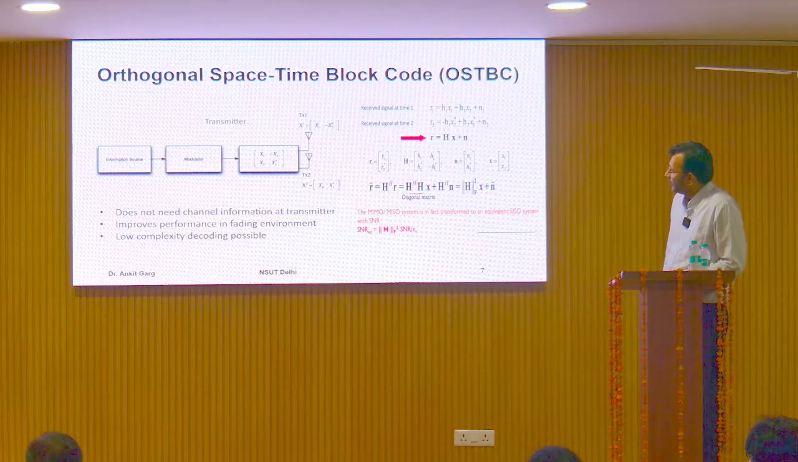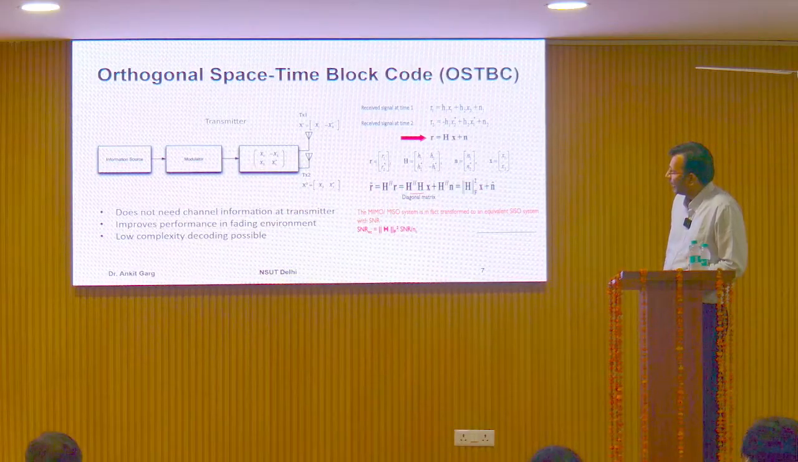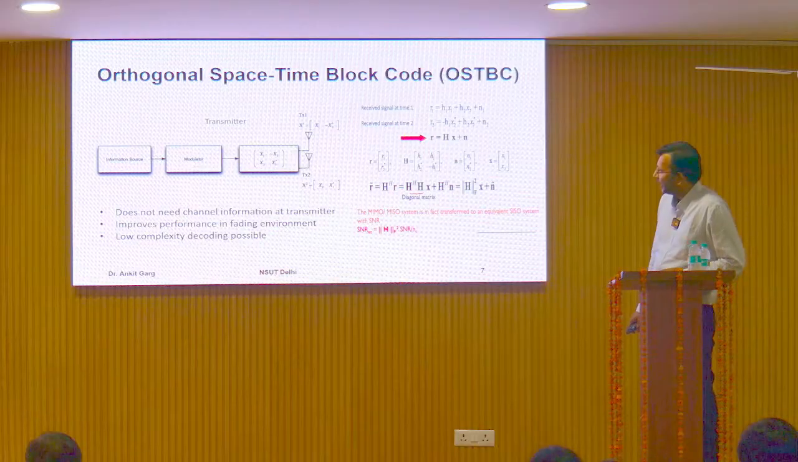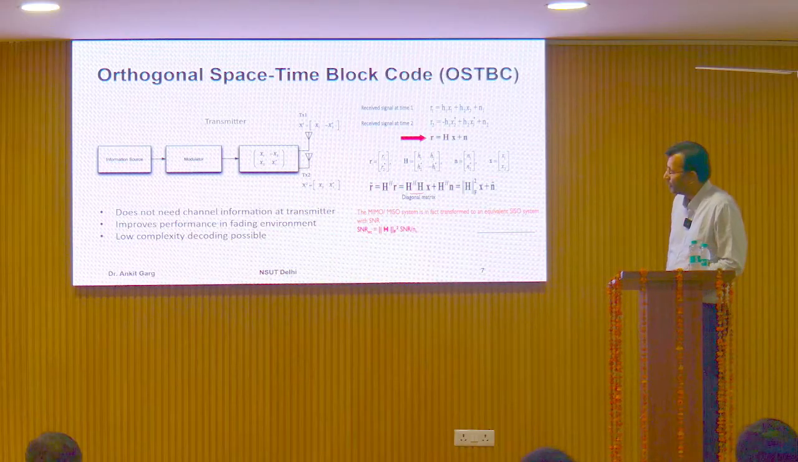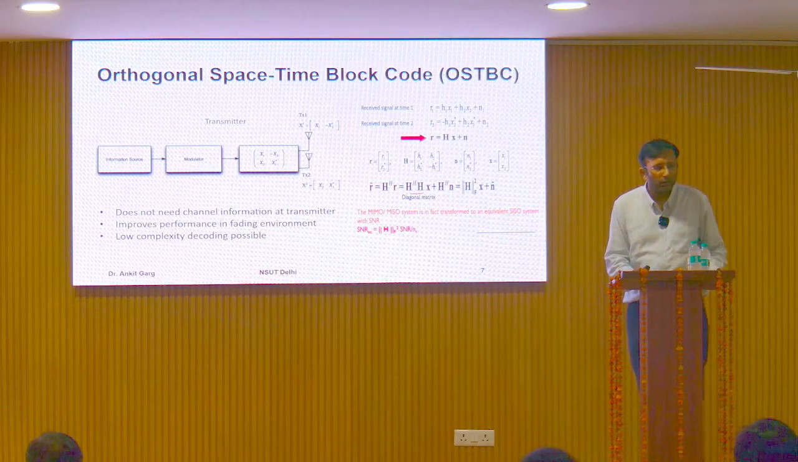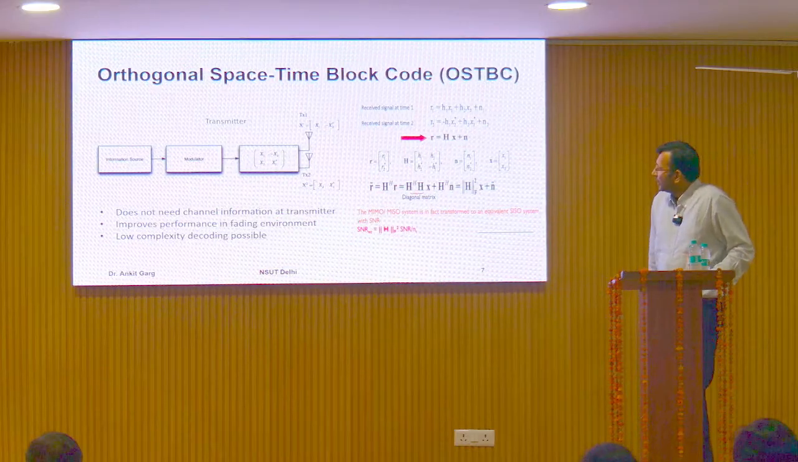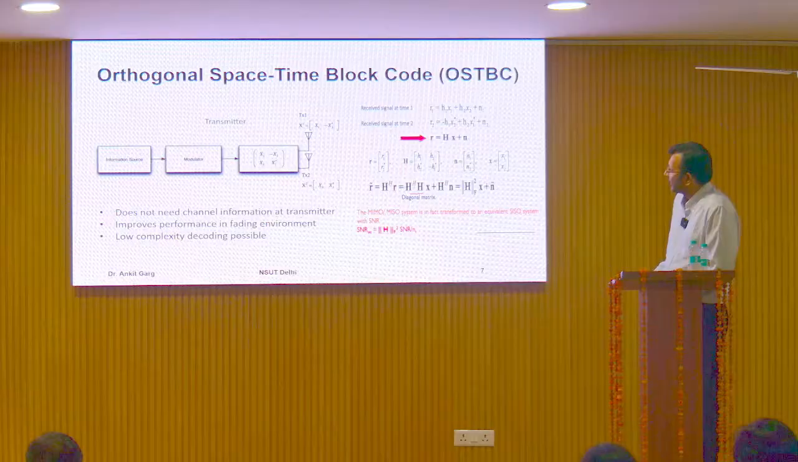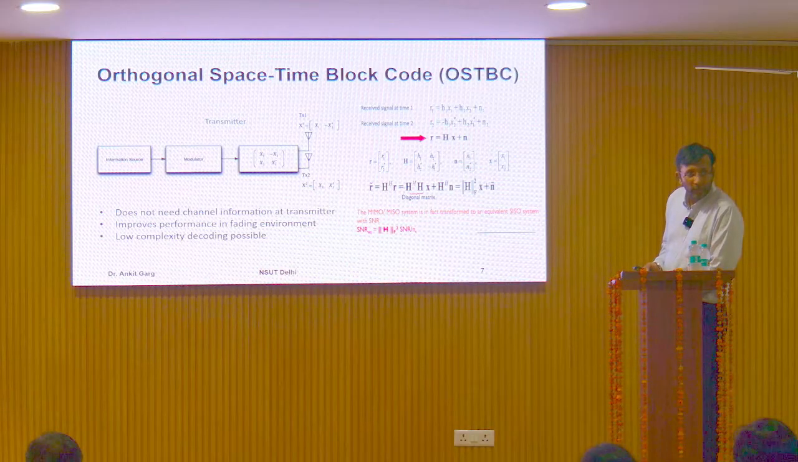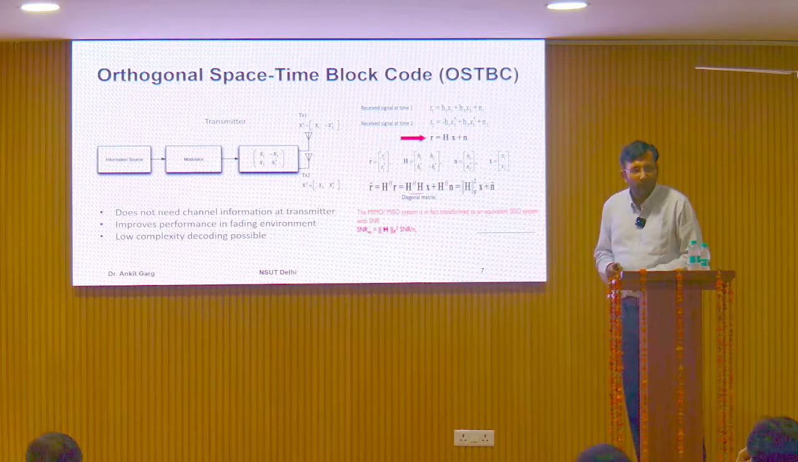So here you can see a block diagram or a matrix x1, x2, minus x2 and x1 conjugate. This is known as orthogonal space-time block code for a two transmit antenna system. Fine. So what we are doing here, at the first time instant, we are going to transmit x1 and x2 from these two different antennas.